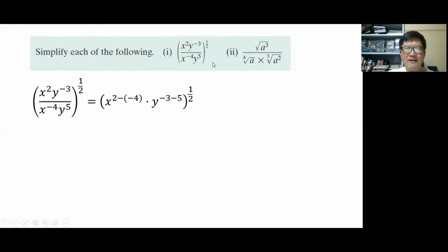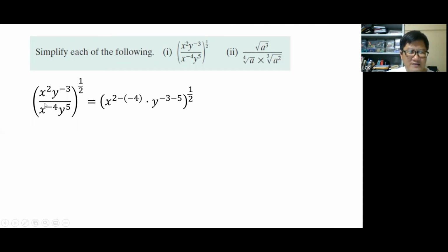Now, simplify this. We're going to do both of them. So you have x squared y to the power of -3, over x to the power of -4, y to the power of 5, and the whole thing to the power of half, the square root of the whole thing. Now, what do you do? There's a mixture of x and y. Handle them systematically, separately. So you have a 2 here and you have a -4. x squared divided by x to the power of -4.